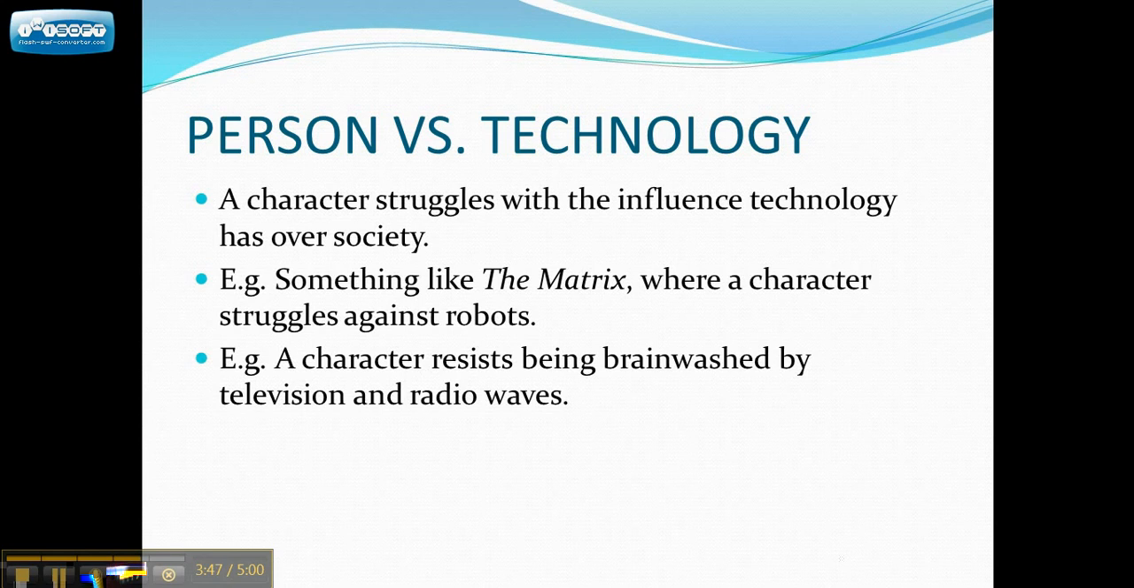Sometimes it can be a little more subtle. So for example, a character might resist being brainwashed by television and by radio waves. In a situation like that, technology is still the root of the conflict, but there's not really a literal character that is considered to be technology. So person versus technology really just demands that they're trying to cope with the way that technology has developed around them. So that concludes a couple different types of conflict.